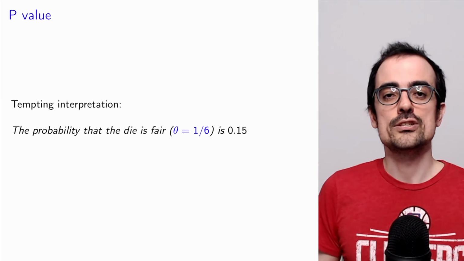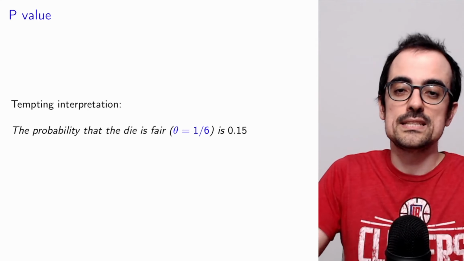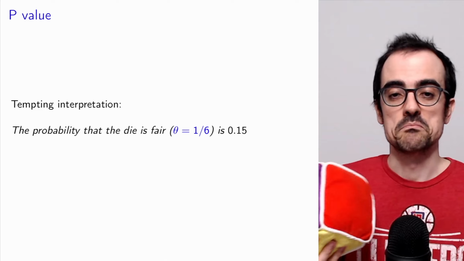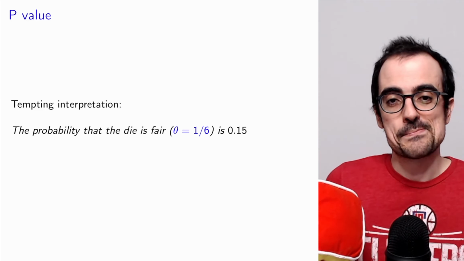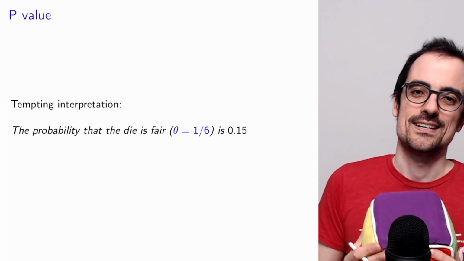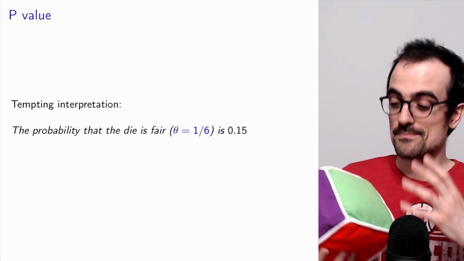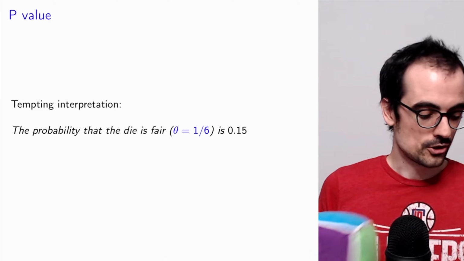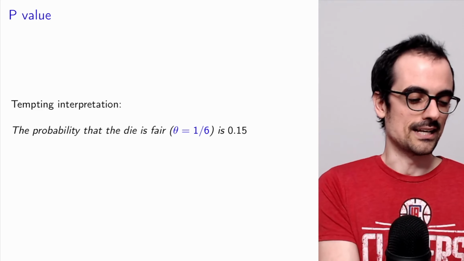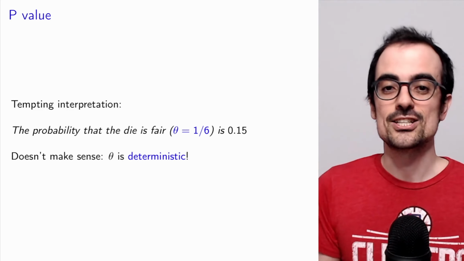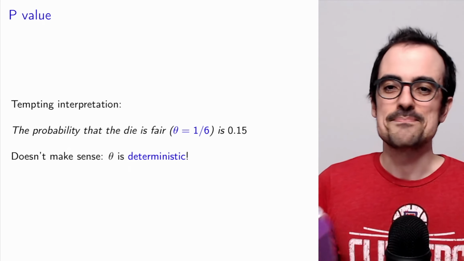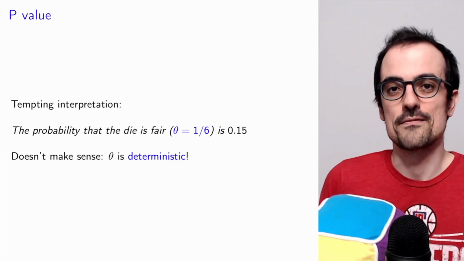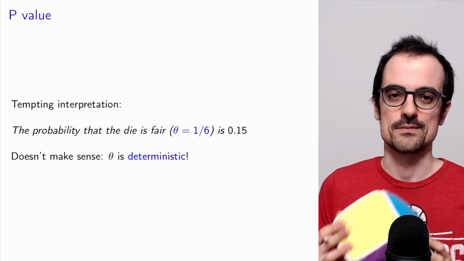A tempting interpretation is to say, well, this means that the probability that this die is fair is 0.15, okay? But the problem is that the way we have modeled this whole situation is from a frequentist point of view. So there's nothing random in this statement. Theta is actually deterministic. So this makes absolutely no sense. It's a little bit similar to the problems with interpreting confidence intervals that we had mentioned in a previous video.